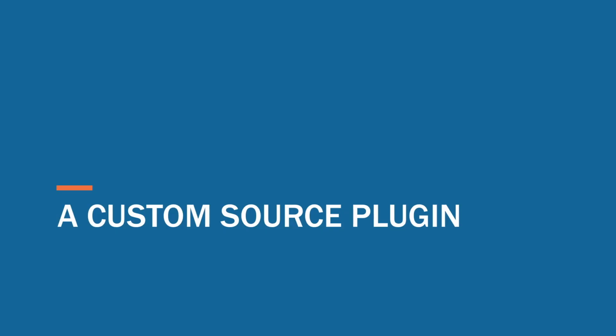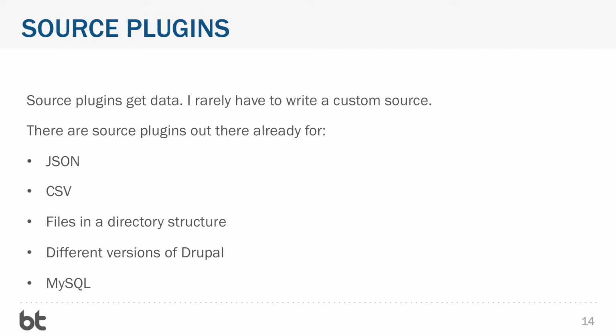So let's look at sources. What a source plugin does is it gets data. I rarely have to write a custom, completely from scratch source. There's a source for pretty much everything that you want to get. JSON, off of files or web services, CSVs. We just looked at the directory, which gives you a file list from a directory structure. Of course, different versions of Drupal. You can do it straight from MySQL tables. There's all kinds of stuff you can do here.